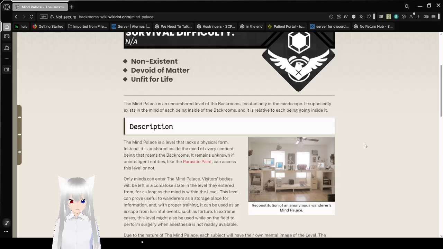The Mind Palace is a level that lacks a physical form. Instead, it is anchored inside the mind of every sentient being that roams the backrooms. It remains unknown if unintelligent entities like the parasitic paint can access this level or not.